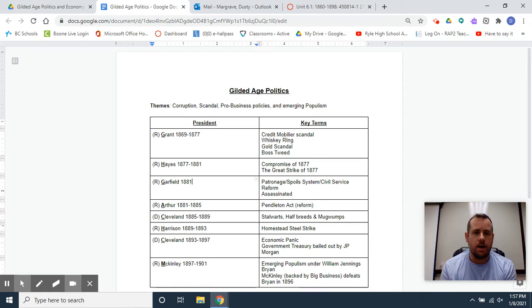After Hayes comes Garfield. Garfield is what is known as a dark horse candidate, meaning he had a little bit of fame from the Civil War and he had been in Congress, but he was not the projected winner for the presidency, but he emerged late in the race and he won the presidency, and he took up an issue that is known as civil service reform.